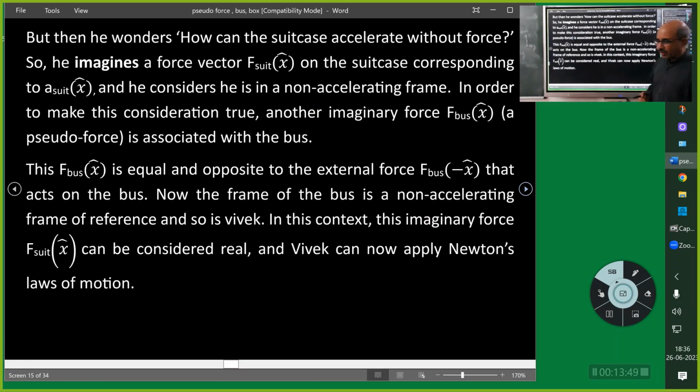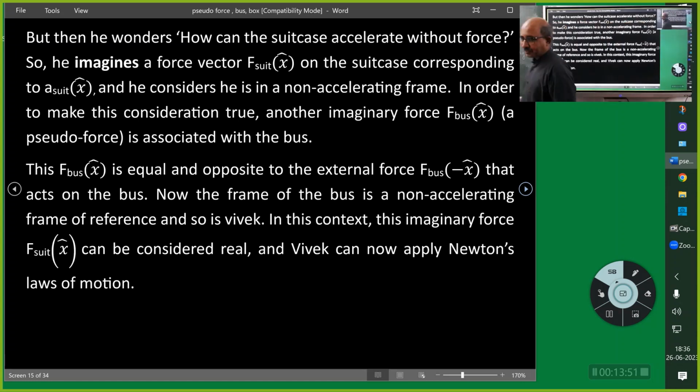Now read this and try to understand. But then he wonders, okay, how does the suitcase accelerate without force? So he imagines a force, F suitcase. I hope all of you can read this and understand the notations. If you have any doubt, please ask.